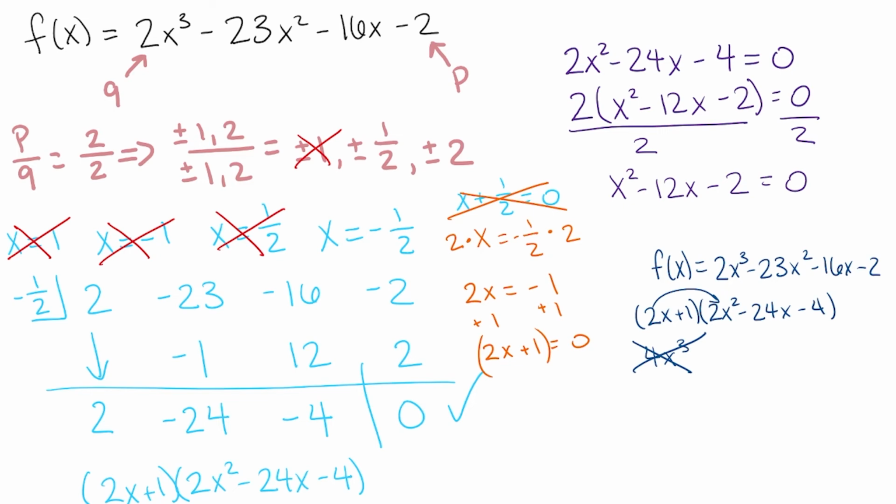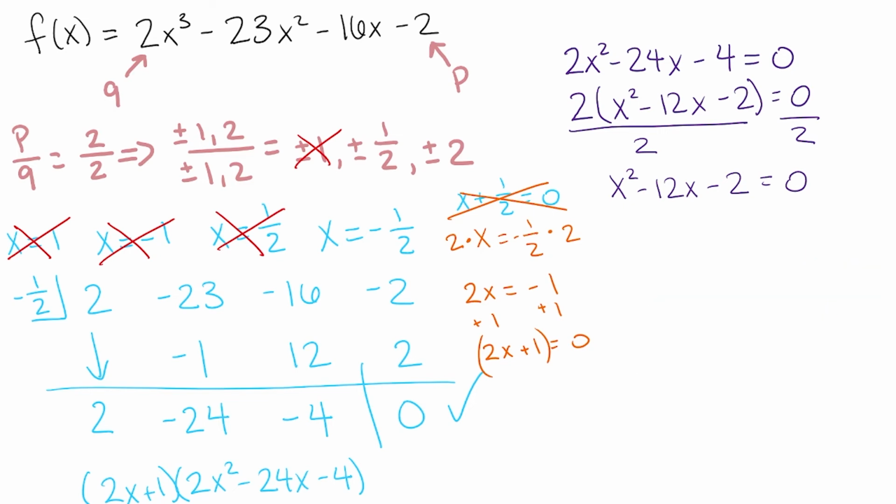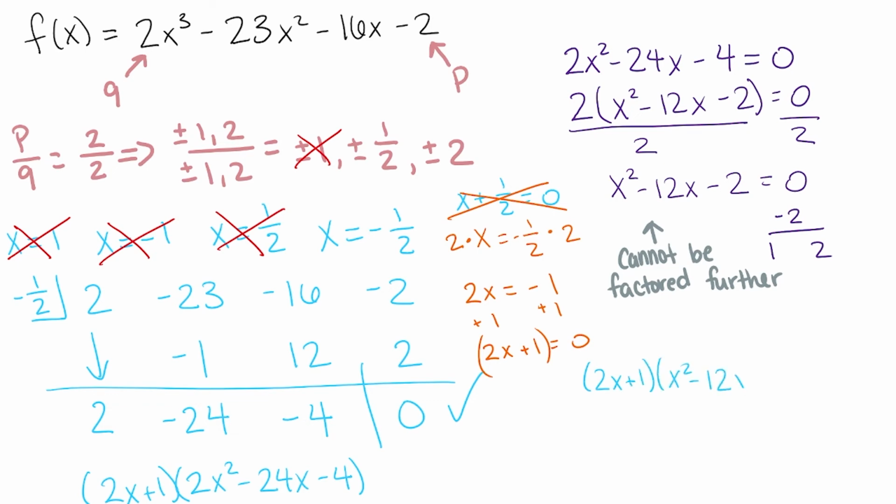So now let's see if this is even able to be factored. We'll do our a times our c, which is 1 times negative 2, which is negative 2. And our factors of negative 2 are 1 and 2. These factors will never add to give us negative 12, so this cannot be factored further. This means our final answer is going to be 2x plus 1 times x squared minus 12x minus 2. That is our fully factored polynomial.